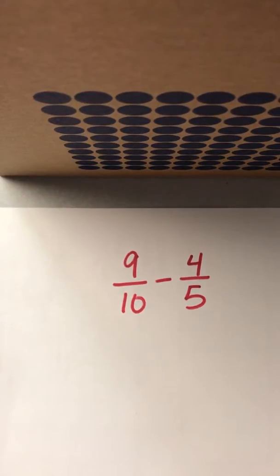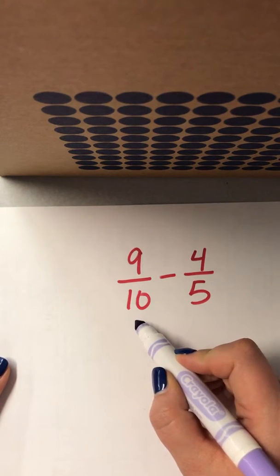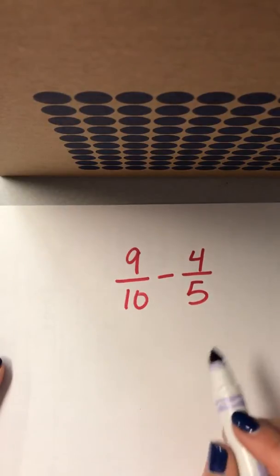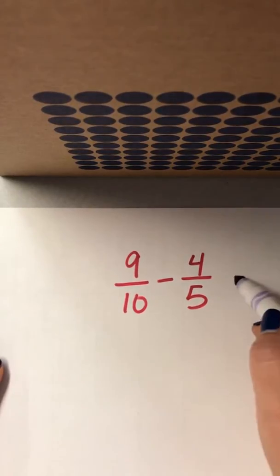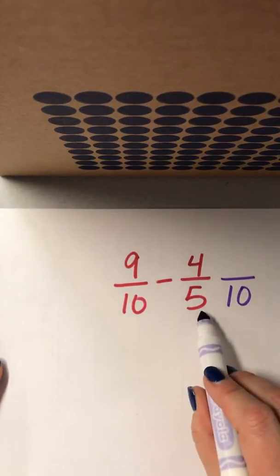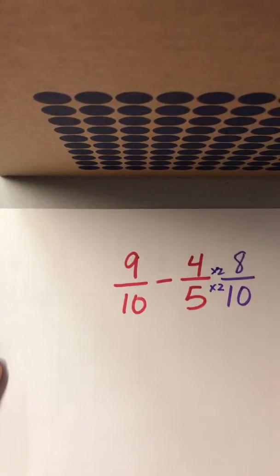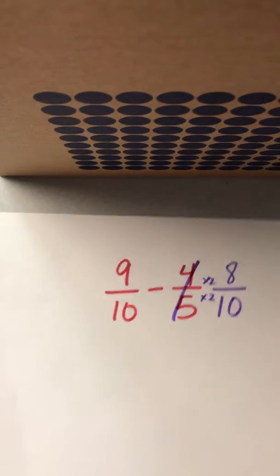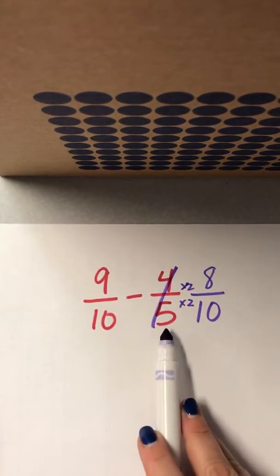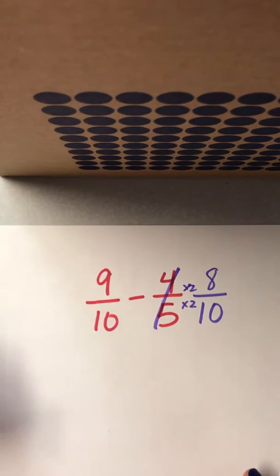Okay, last problem. 9/10 minus 4/5. First thing I asked myself, can I change a 5 into a 10? I can. So I'm going to work smarter, not harder. And I'm just going to change this one. 5 times 2, so 4 times 2 is 8. Very little to write on this one because I was able to change this to tenths. So this guy did not need to be touched.